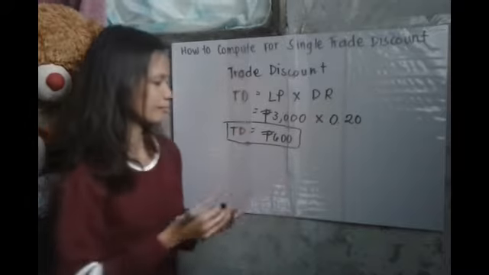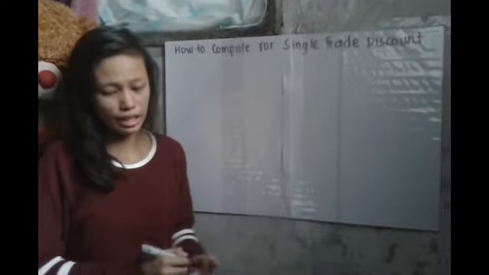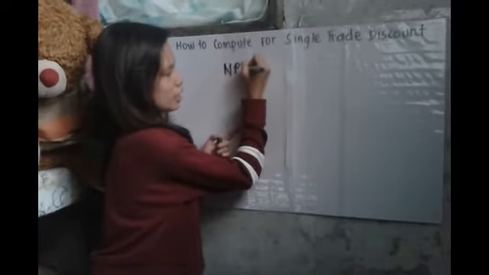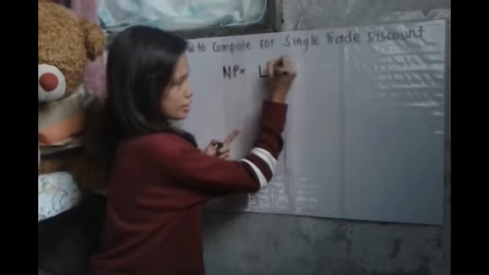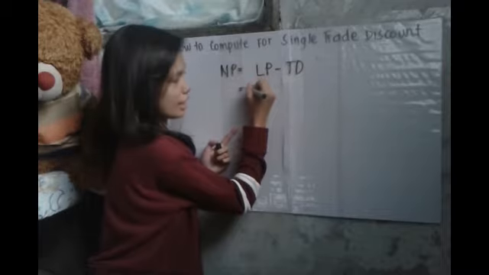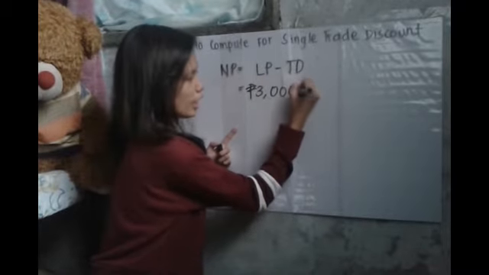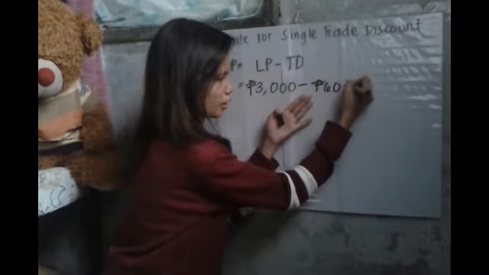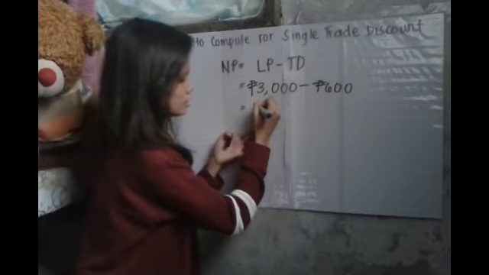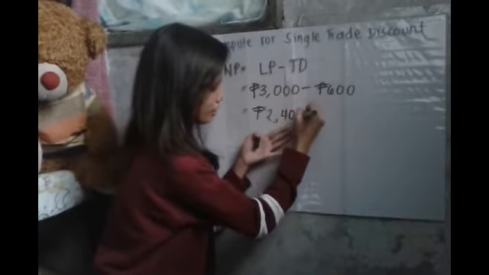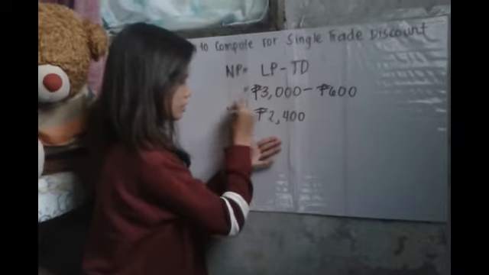discount. So now that we found already the trade discount, we can now get the net price. Net price is equals to list price minus the trade discount. So the list price is 3,000 pesos. And the trade discount is 600. And the answer is 2,400. This is the net price, the discounted amount.